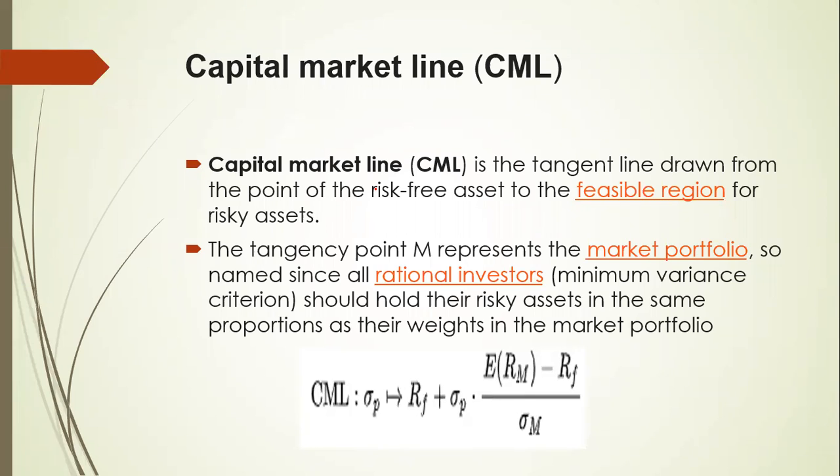Coming to the capital market line, it is the tangent line drawn from the point of the risk-free asset to the feasible region for risky assets. The tangency point M represents the market portfolio, so named since all rational investors, with minimum variance, should hold their risky assets in the same proportion as their weights in the market portfolio. In the SML line we take beta, but in the capital market line we use the standard deviation.